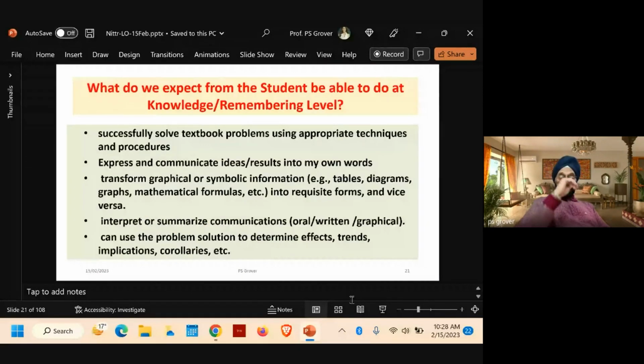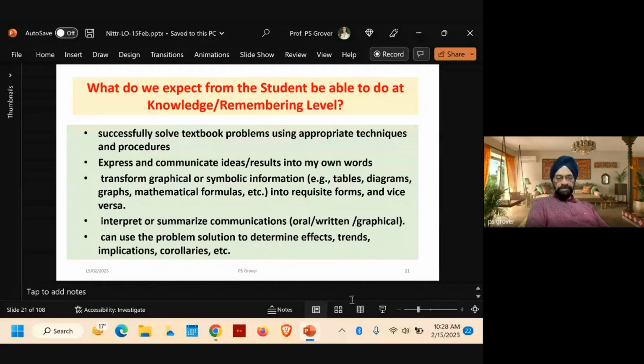Similarly, what do we expect the student to be able to do when the learning is at the lower two levels? We will say: successfully solve textbook problems using appropriate technical procedures. Now, textbook problems are standard problems. They are mostly done in the class and they follow a pattern. Express and communicate ideas in my own words, interpret or summarize communications. You can use the problem solution in your own words. So this is what we expect from a student when he is at the lower levels.